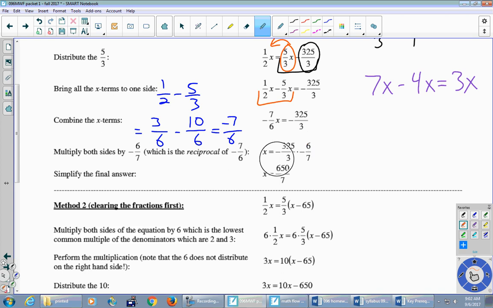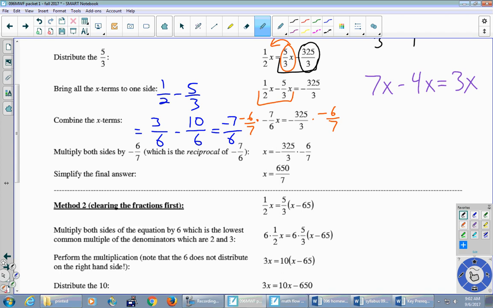Here's maybe another option. We're going to multiply by something instead of dividing by something. We're going to multiply by -6/7. Anybody remember the fancy math word? What is it? Reciprocal. Excellent. Multiply by the reciprocal. Good things will happen. Whatever you do to one side, you better do to the other. So both sides times -6/7.